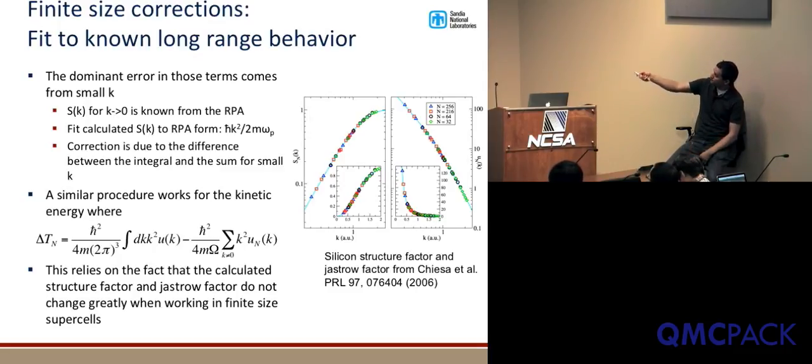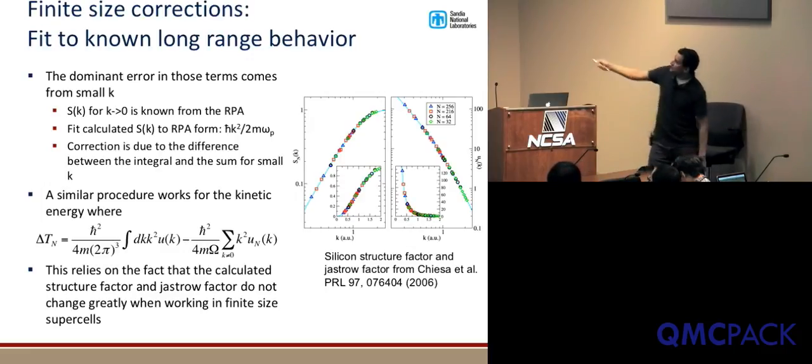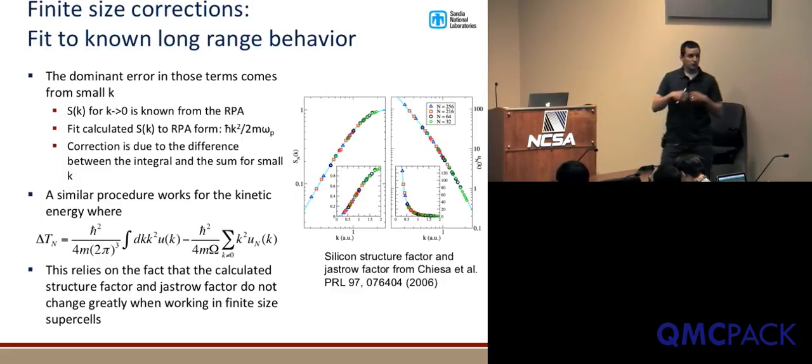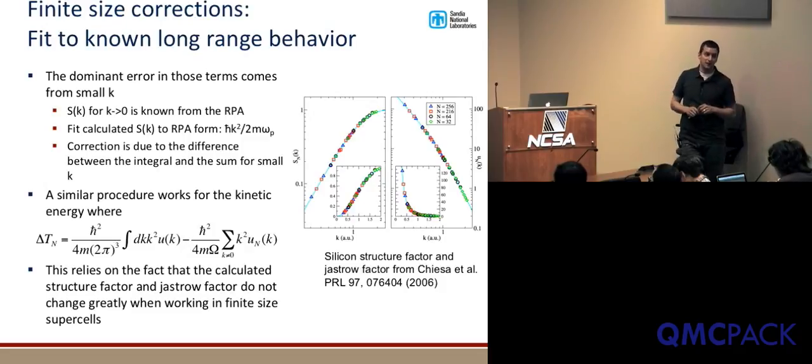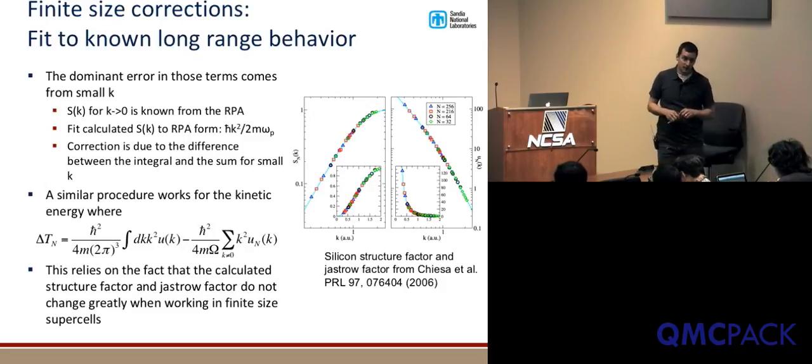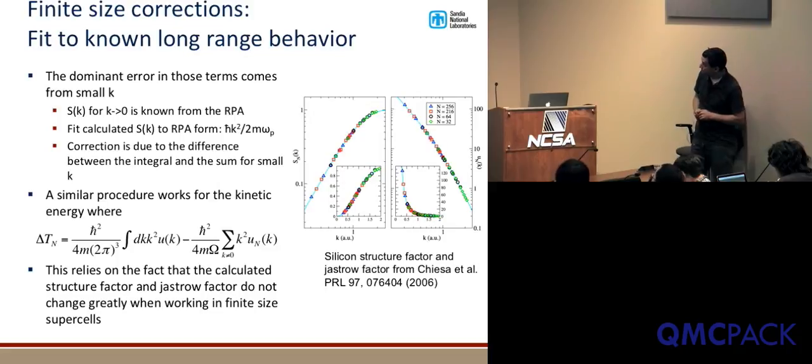And then fit that. Now, something that was noticed in this 2006 PRL is that when you change the size of the system, your structure factor typically doesn't change. It's just where you can evaluate it that changes. So you can see all these different points on these curves. This is the structure factor, and this is the Jastrow factor, which I'll get to in a minute. But you can see that they all fall on the same curve. So this means when you do a calculation for a fairly small cell, you can go ahead and use that information to figure out what's going on in the thermodynamic limit. It's not going to change as things get larger.